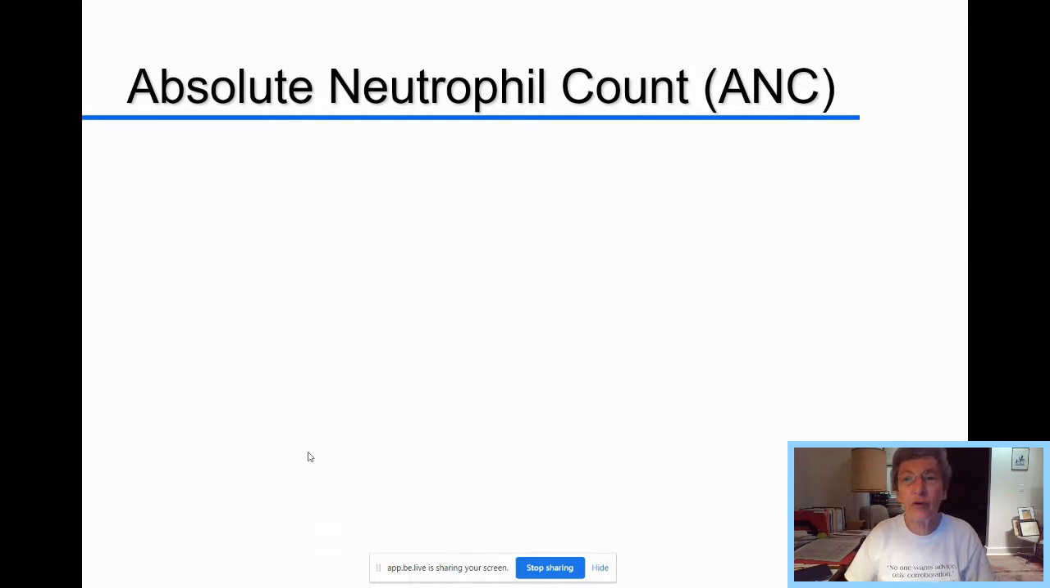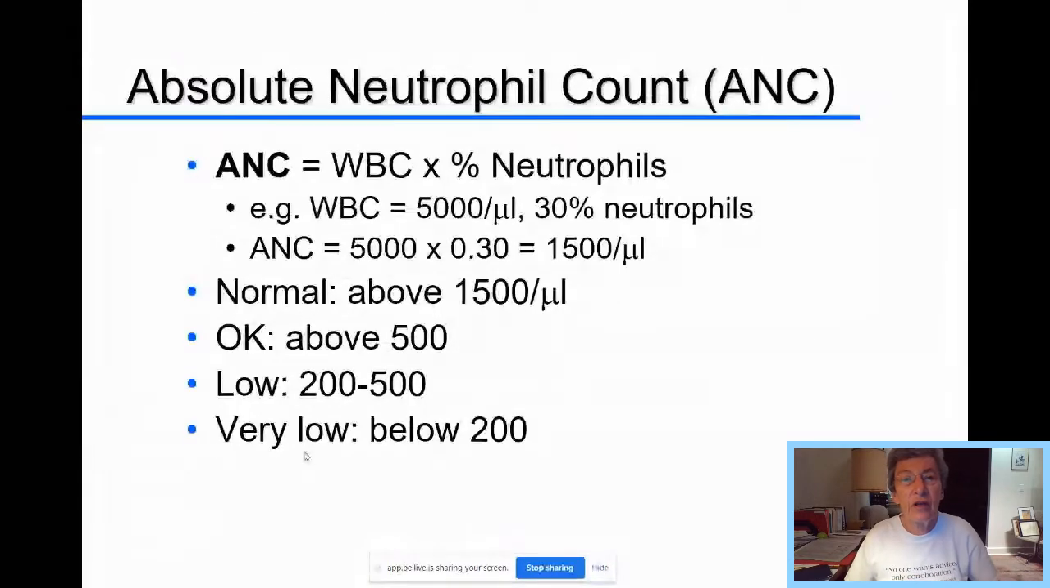Absolute neutrophil count, which may be abbreviated as ANC, is the total white count times the percent of neutrophils. So if there's a white count of 5,000, 30% neutrophils, the ANC is 5,000 times 0.3, or 1,500 per microliter. Normal is above 1,500, so anything above 500 is really okay. Low is 200 to 500, and very low is below 200.